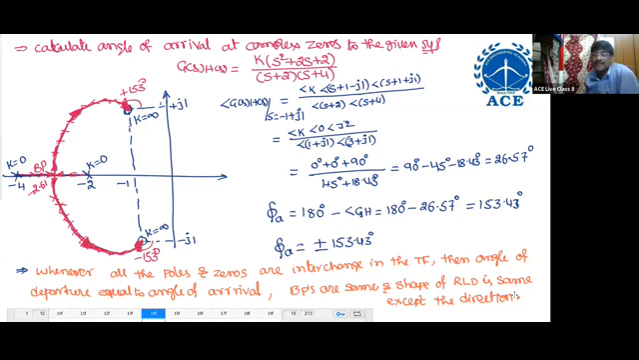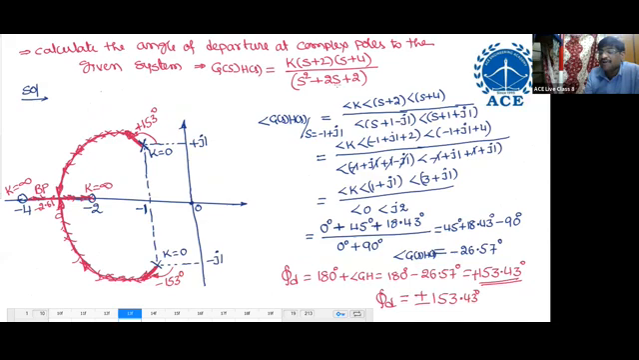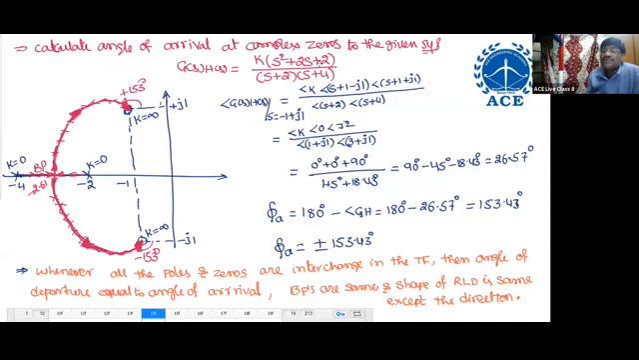So if we interchange, look here, the poles are here, s square plus 2s plus 2, that I consider here as zeros. So poles and zeros are interchanged. Then angle of departure equals angle of arrival, break-in point equals breakaway point, and the shape of the root locus diagram is also the same. That's all, except the direction.